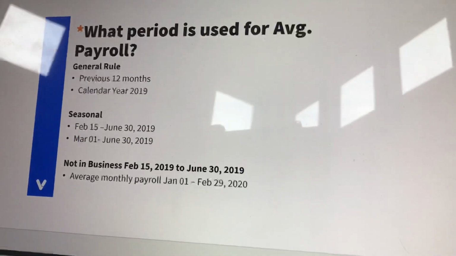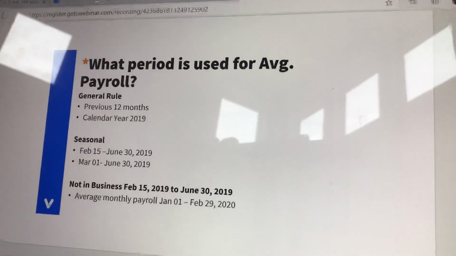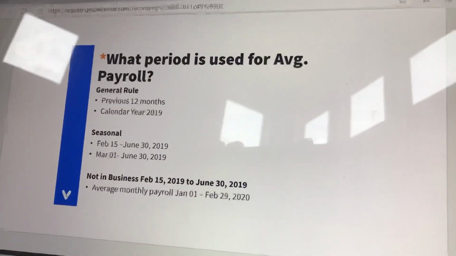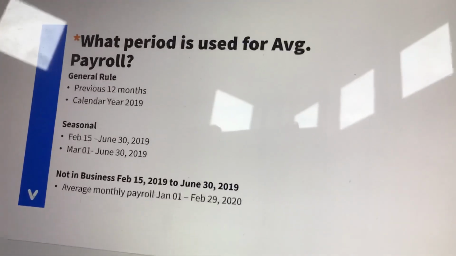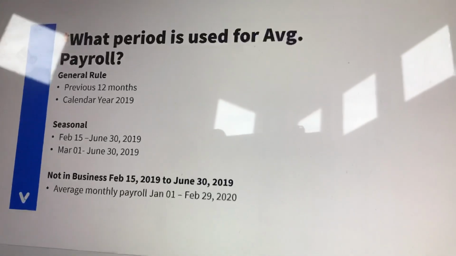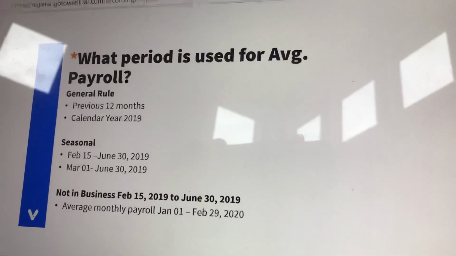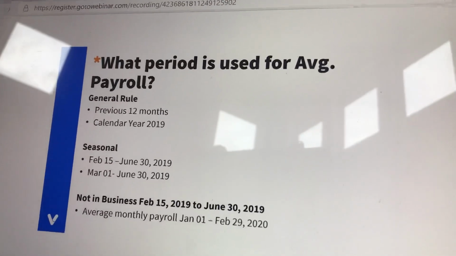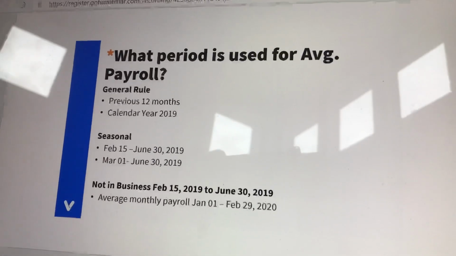Okay, so that takes us to what period are we using for the average payroll? The general rule, if you are a normal business, normal in quotes, is either the previous 12 months, and that's 12 months prior to the date the application is filed. So if you're filing right now, then you would have the 12 months ending in March of 2020. So it would be a rolling 12 months, or you can use calendar year 2019, again, at the discretion of the lender. So you need to know what those lender rules are.